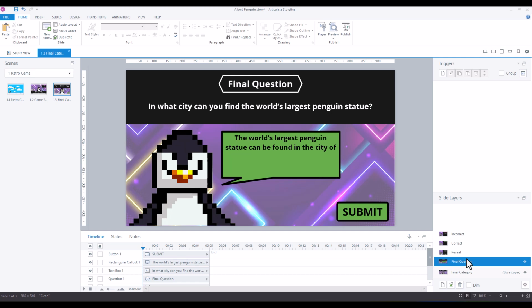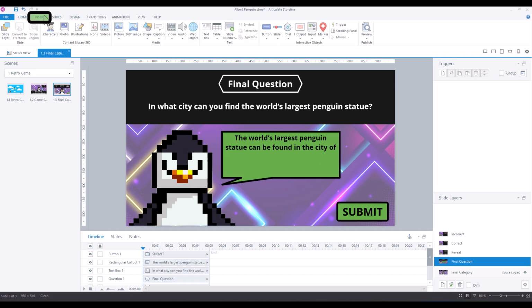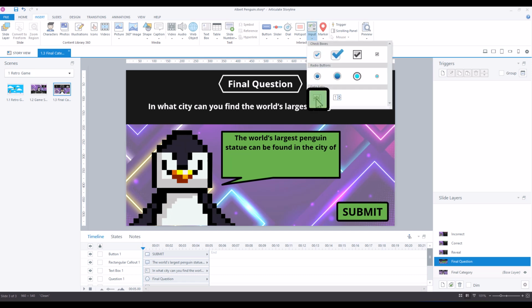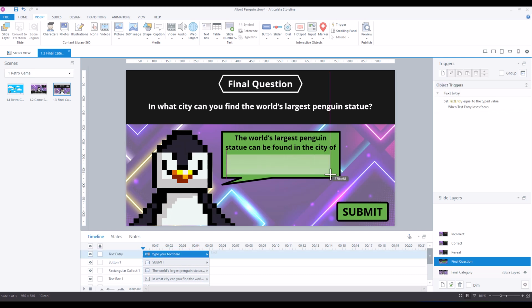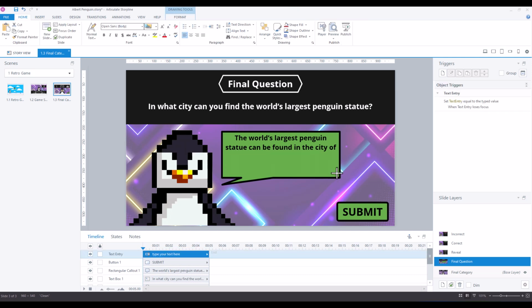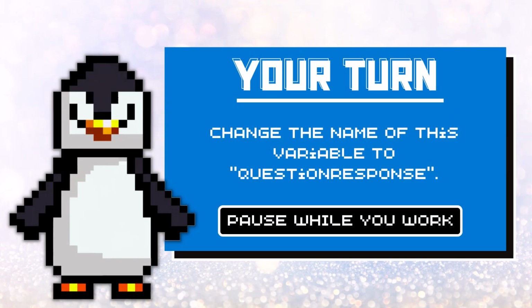We need to add a text entry field for the user to be able to type in their response to the question. Go back to Insert, Input, and choose Text Entry Field. I'm going to place the field here. Your turn. Change the name of this variable to Question Response.